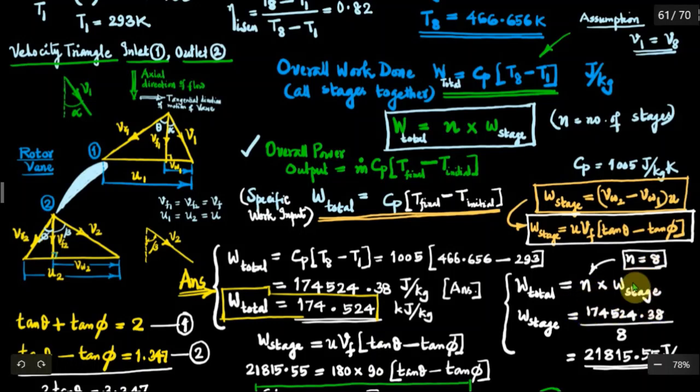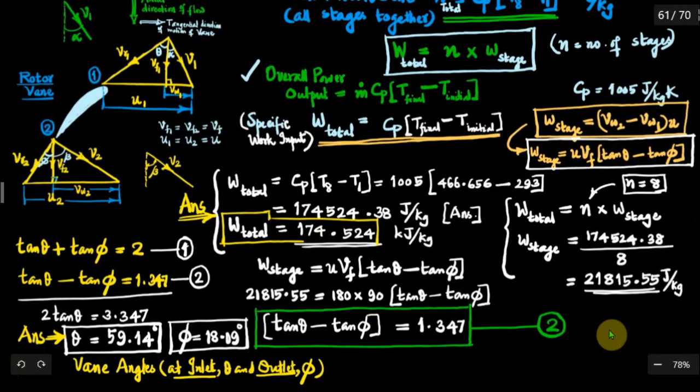So W total is equal to n into W stage, so 8 into the work done in a single stage. That is equal to the value which we obtained now, 1,74,524 joule per kilogram. So that value divided by 8 will give you the work input in a single stage. What is the work input in a single stage now? That is 21,815.55 joule per kg. So this is the work done in a single stage, and this stage work can be equated to this expression. What is that? VW2 minus VW1 into U.